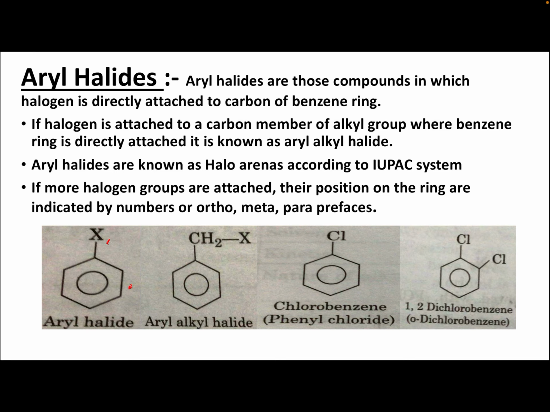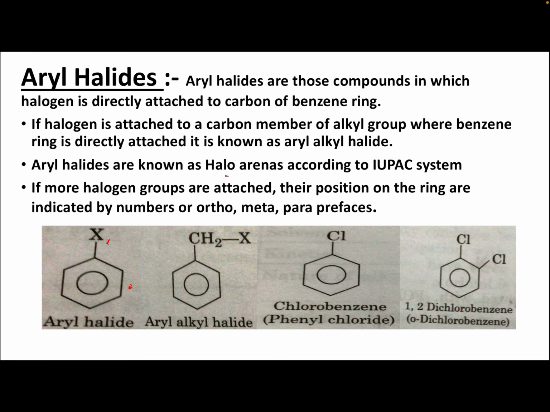If the halogen is attached to the carbon of an alkyl group where the benzene ring is directly attached, it is known as an aryl alkyl halide. So if in the alkyl group one of the H is substituted by halogen, such compounds are known as aryl alkyl halide. Means aryl is there, alkyl group is there, and halide.